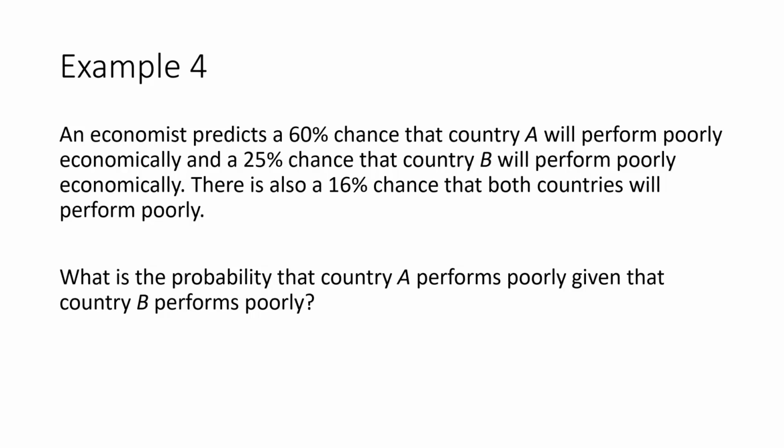An economist predicts a 60% chance that country A will perform poorly and a 25% chance that country B will perform poorly. There's also a 16% chance that both countries will perform poorly. Oh my goodness, that's a lot of alliterations there. Okay, so we've got the probability of A is 0.6, the probability of B is 0.25, and both, the intersection here, is 0.16.